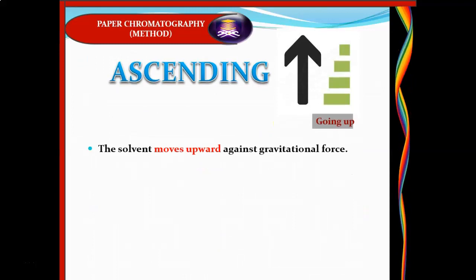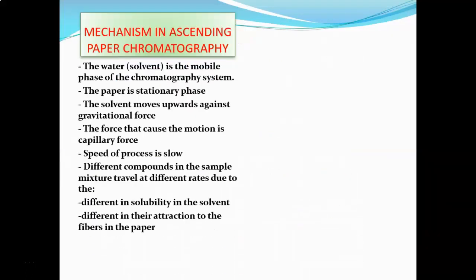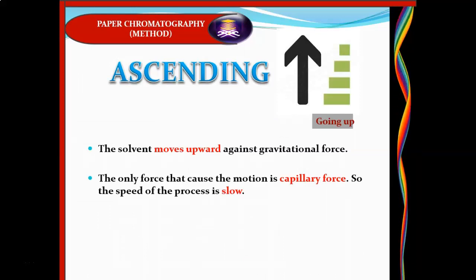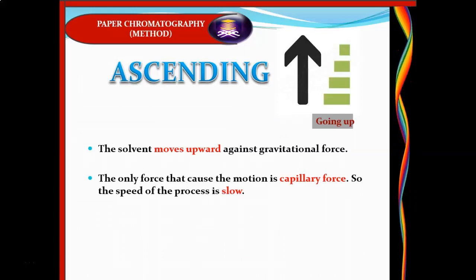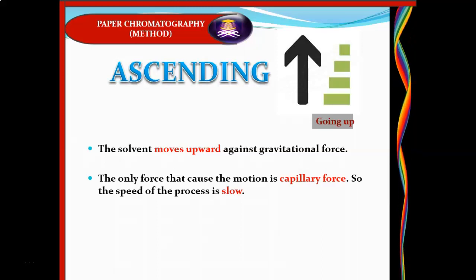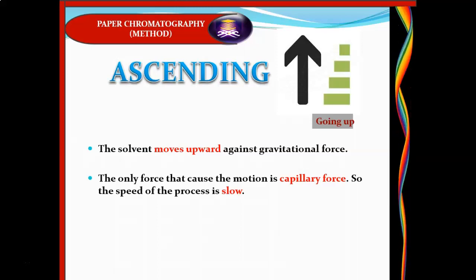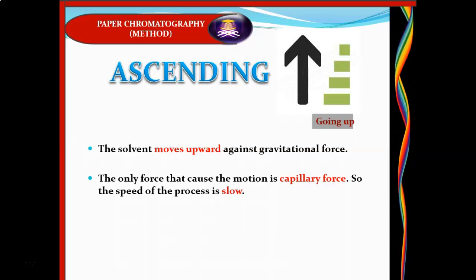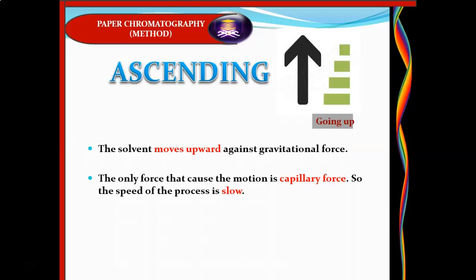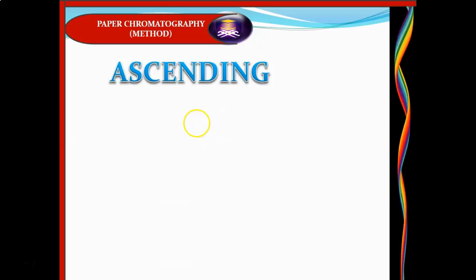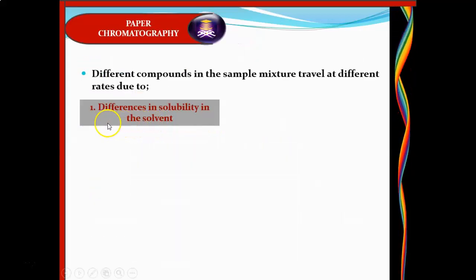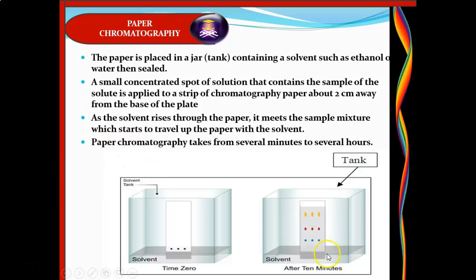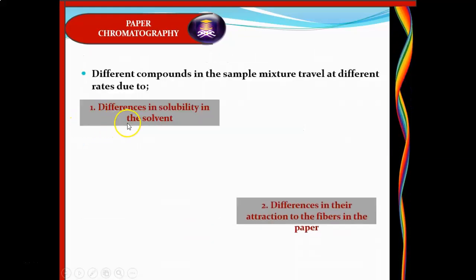Okay, we look at the mechanism of the paper chromatography in ascending mode. So ascending means that the solvent moves upward against the gravitational forces, and the only force that causes the motion is called the capillary force. So the speed of the process is slow. Okay, so the picture here is the ascending method. All right.